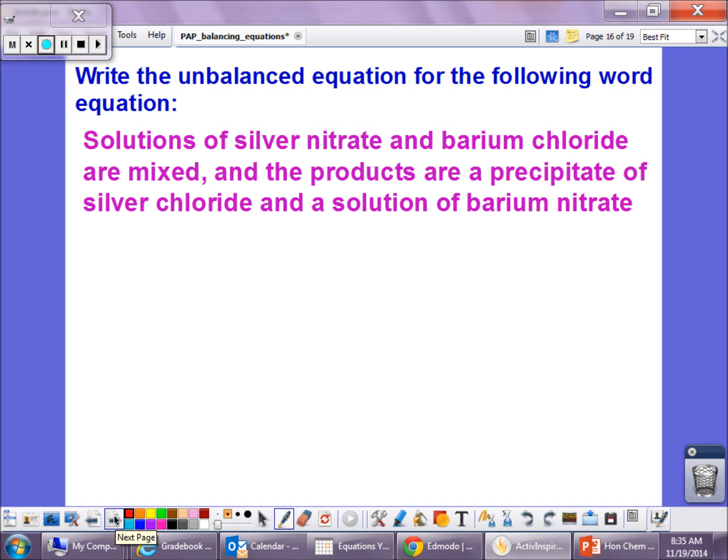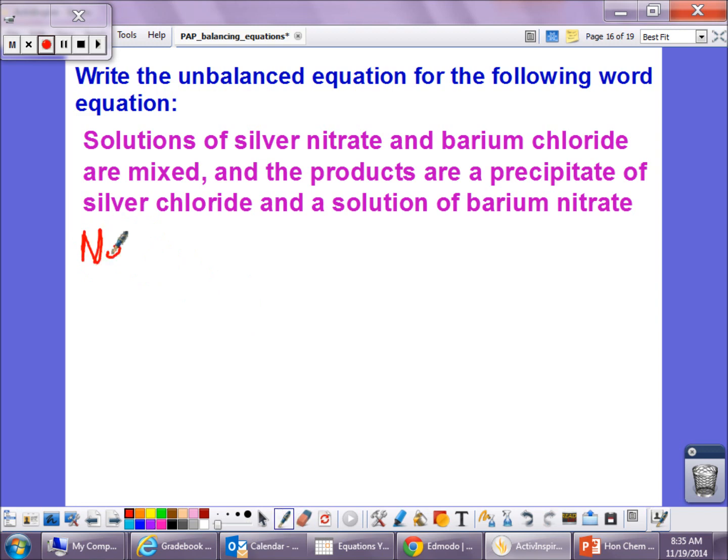Okay, word equation, solution of silver nitrate. Silver is Ag. Nitrate is NO3. Silver is always plus 1, nitrate is 1 minus. Therefore, it's a 1-to-1 ratio. It says a solution, so I put aqueous.